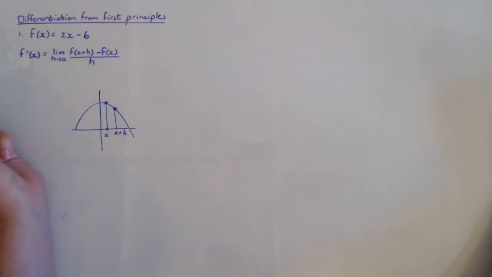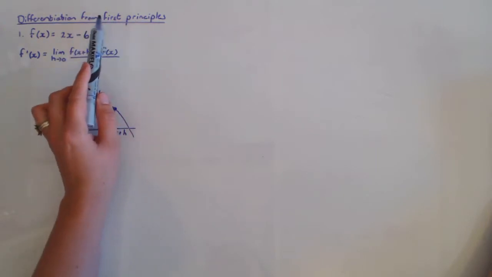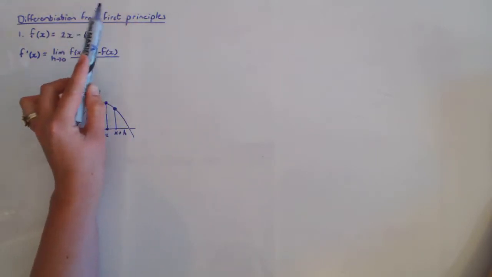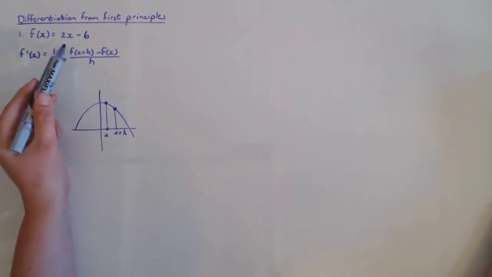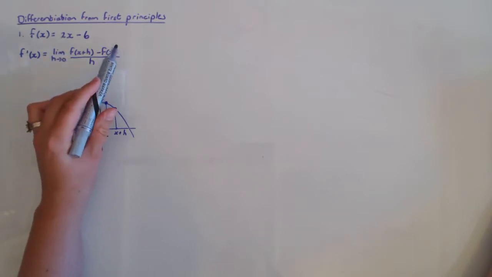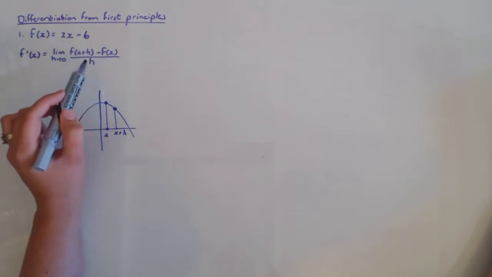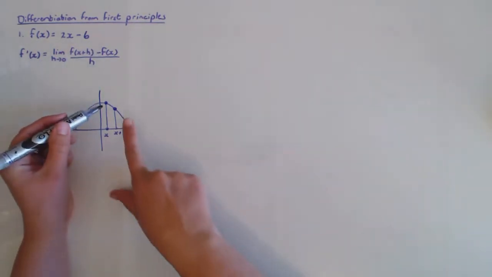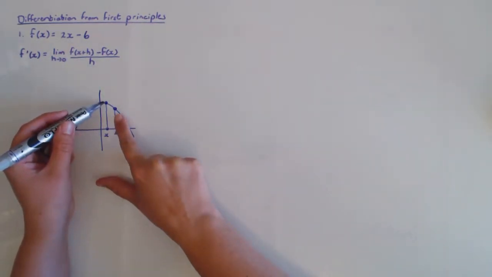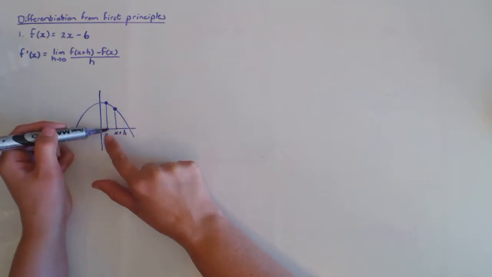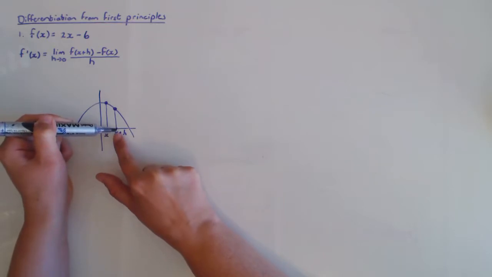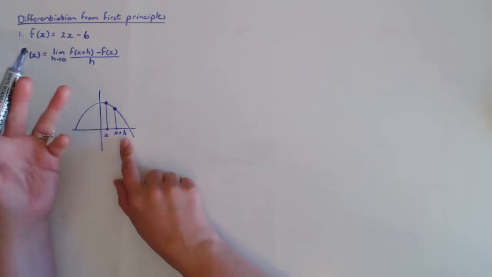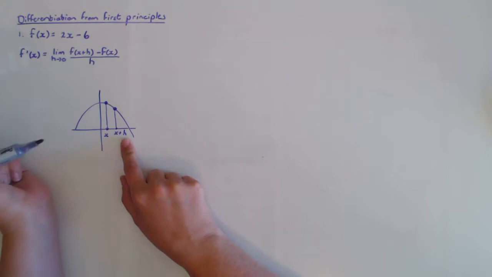For differentiation from first principles, when it says from first principles in the question, you must use this formula. Now, I just quickly want to tell you a little bit about this formula. In the average gradient video, we discussed that this part without the limit is actually the average gradient between 2 points on a curve. Where my one x value is x and the next x value is x plus h, which is just a little bit further than x. h is just an amount that I'm taking further from x.